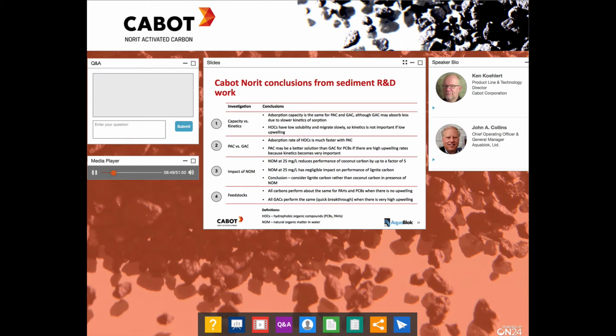Finally, there are two limiting cases of performance. In diffusion-dominated systems with no upwelling, all carbons give similarly good performance. At the other extreme, with high upwelling, all GACs have similar but poor performance and rapid breakthrough. Between these two limits, activated carbon feedstock and form become critical design variables.